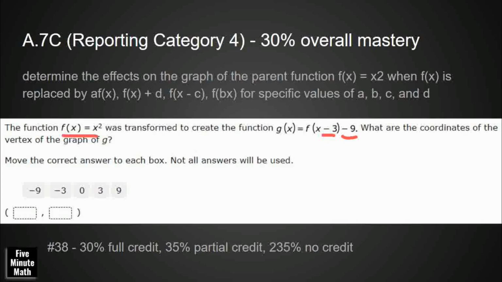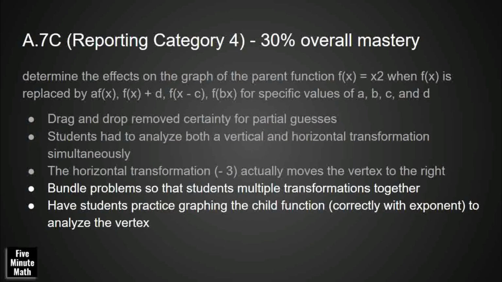And what we see here is the -3. That's going to actually move. That's the tricky part. When it's in there, it's actually going to move it to the right. And then the -9, that's going to move it down. So that's kind of a little counterintuitive there. So only 30% got full credit, but if you count both of these, this is 2 points, this is 1 point. We had at least 65% of the students get at least 1 point. And most likely I'm thinking it's this 3 right here really messing us up. A lot of kids thinking it's -3. So what did we learn? Well, the drag and drop removes certainty for partial guesses.